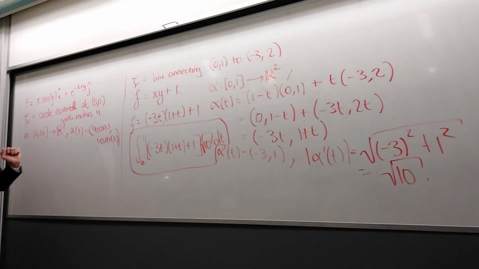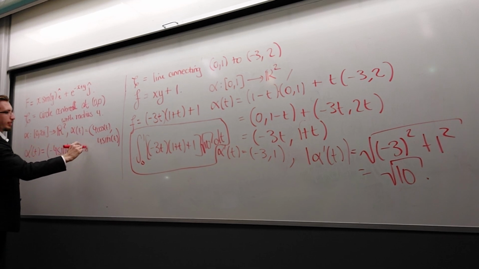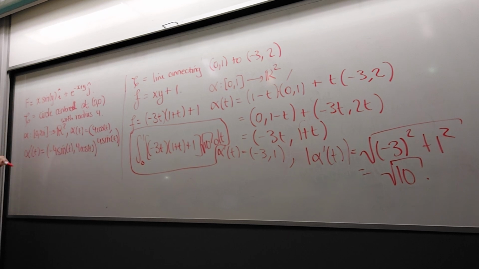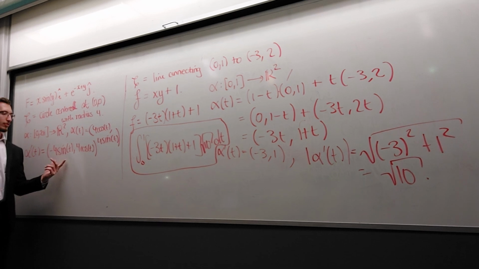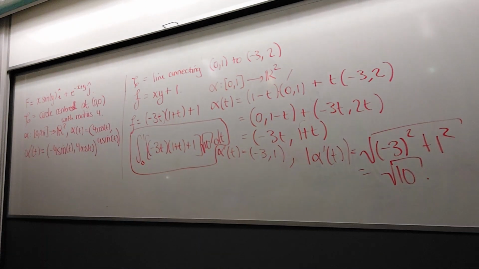Okay, same deal again, what do we do? Just compute the derivative. Alpha prime of t is minus 4 sine t, 4 cos t. Next, what do you do? Take the norm? You don't need the norm. Before you take the dot product, insert the values of x as 4 cos t, y is 4 sine t. Same as before.